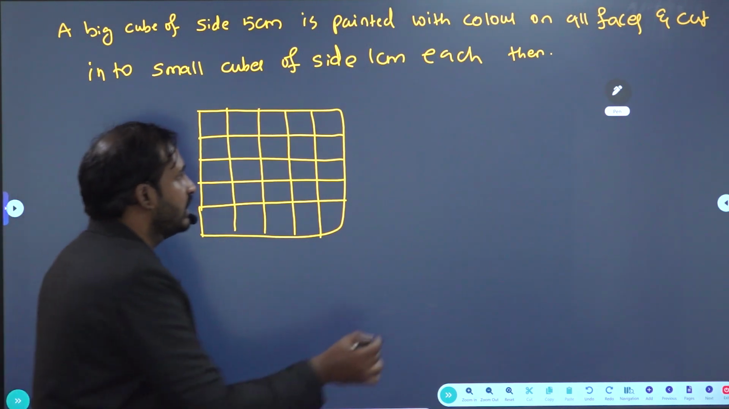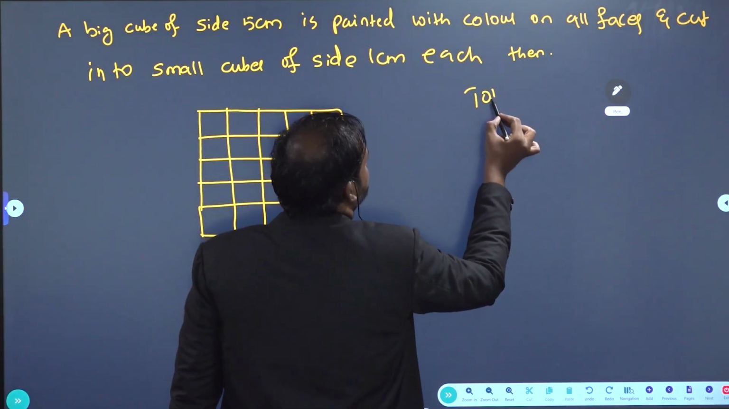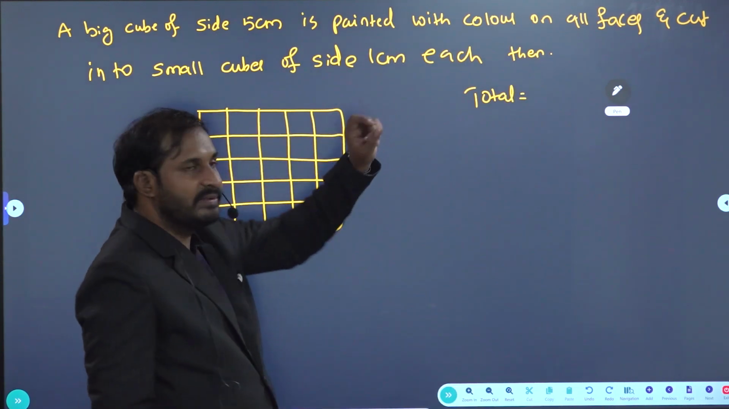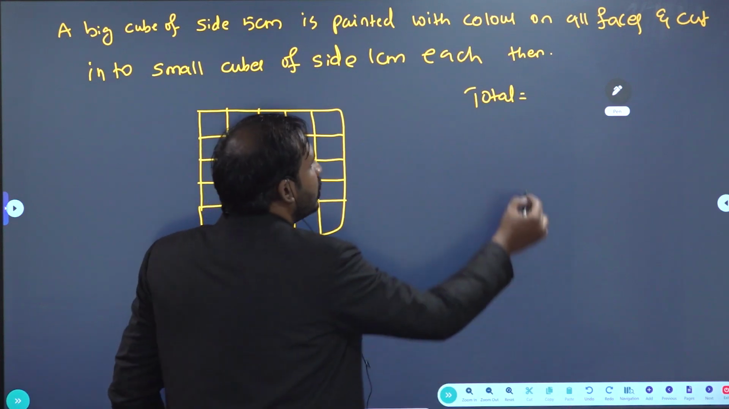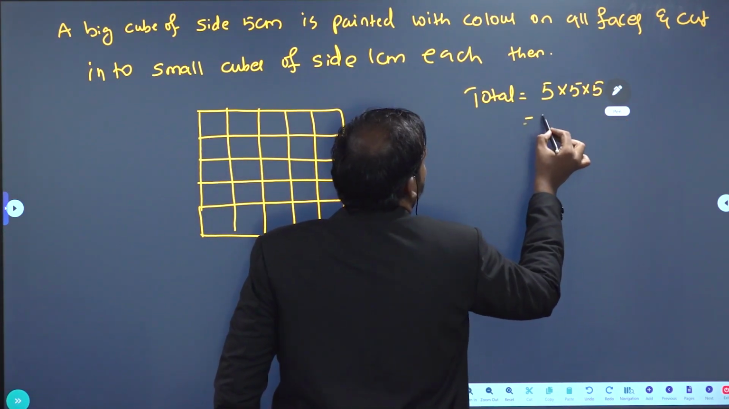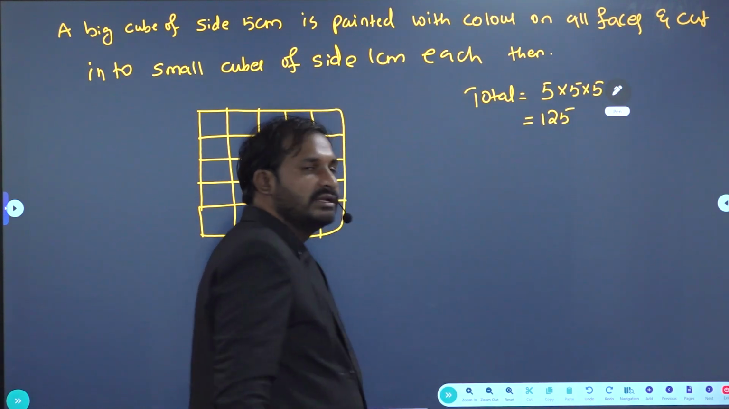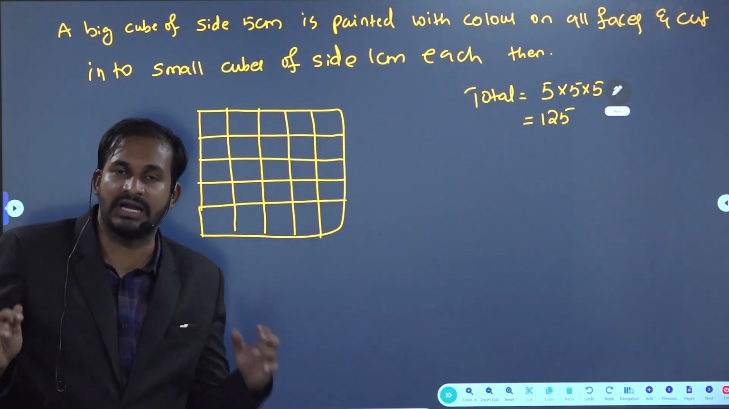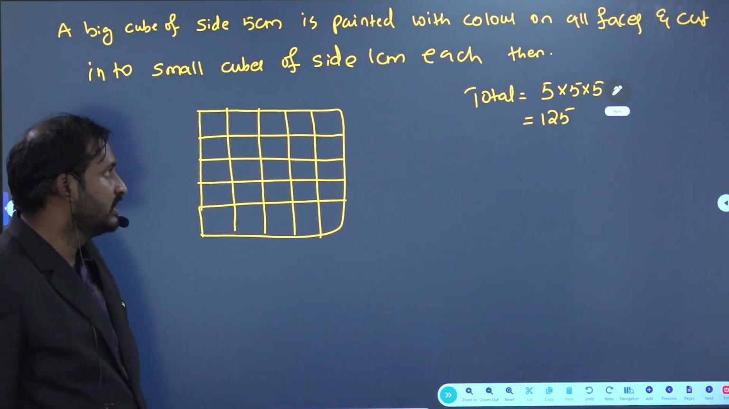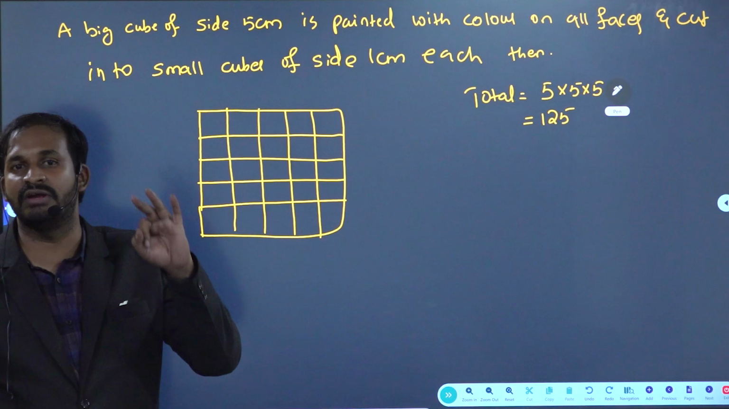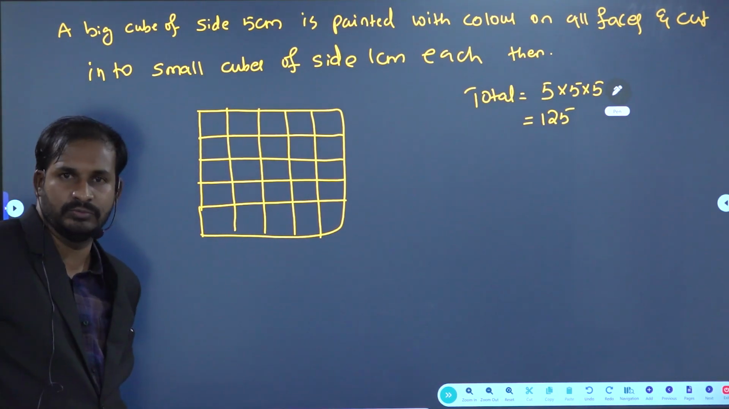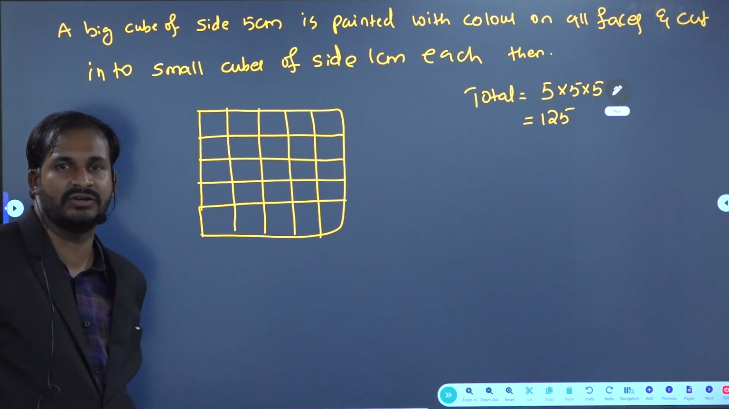So now first of all tell me, what is the total number of small cubes that will be formed? Each face will be cut into 5, 5 parts, right? So the total number of cubes will become 5 into 5 into 5, that is 125 cubes. Why? Because along length 5, breadth 5 and height is also 5. So the big cube will be cut into 125 small cubes.